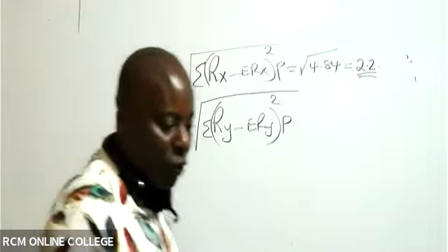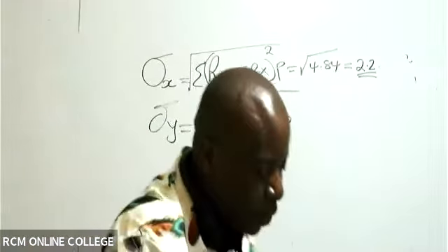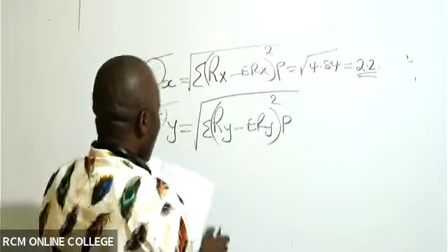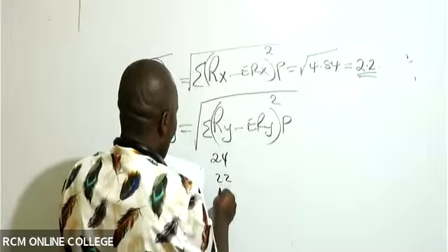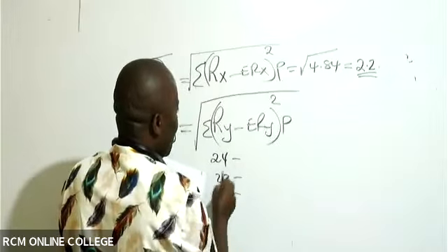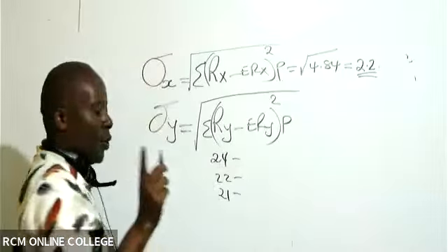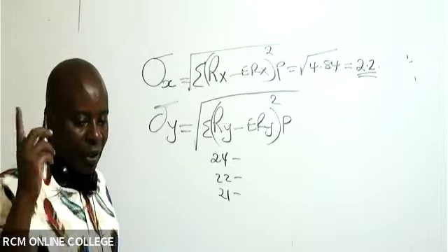So the actual returns of y, what do we have here? Actual returns of y, I can see them there. We have 24. We have 22. We have 21. The only thing I've forgotten is what we got up there as expected return of y.